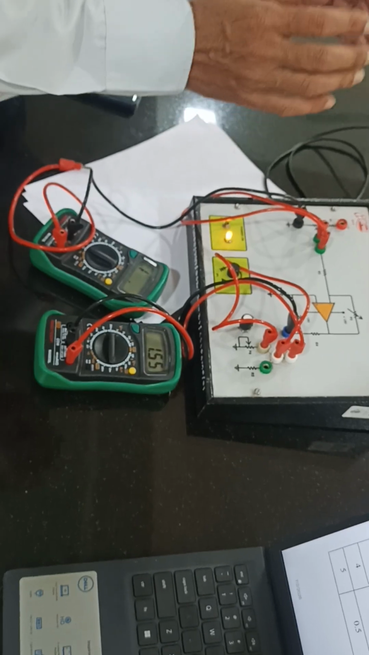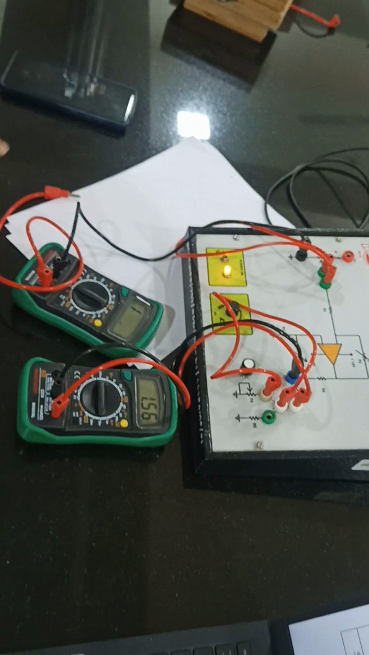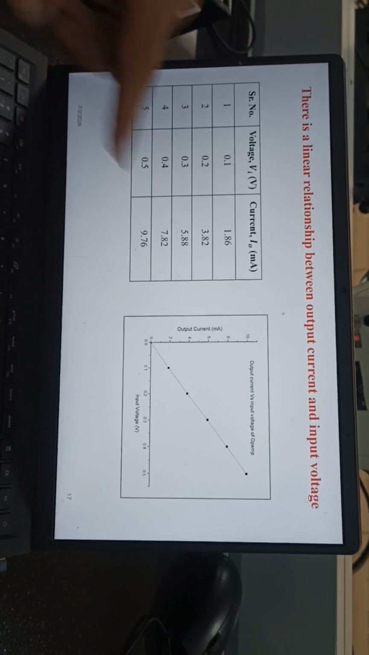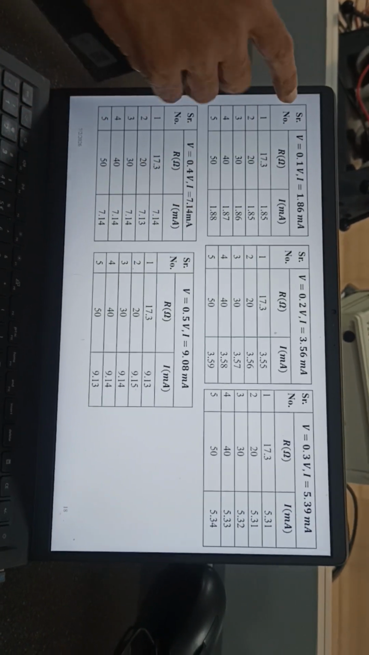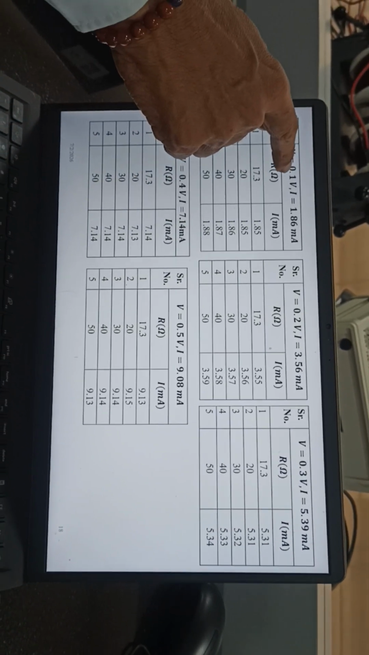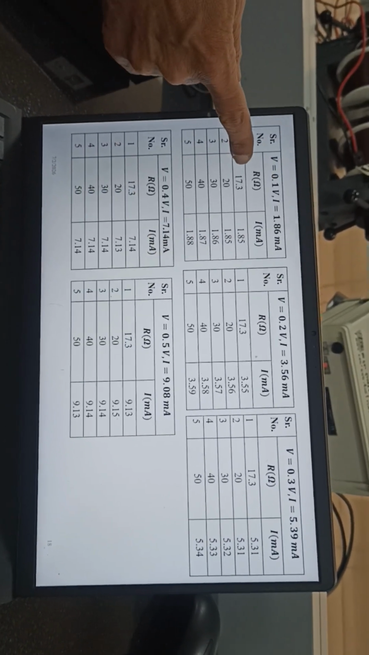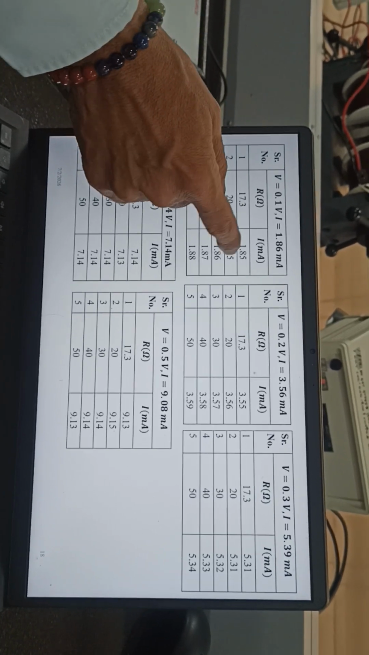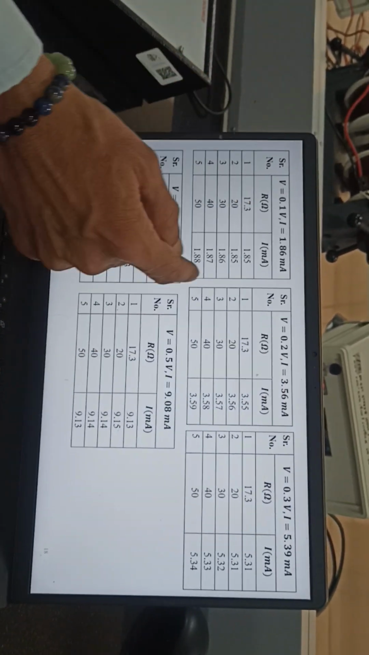So we have seen the dependence of current on output resistance, and we have seen that it remains constant. Similarly, you can do this experiment for the remaining currents like 3.82, 5.88, 7.82 and 9.76. So the readings are to be taken in this manner. Keep the voltage at 0.1 volts. The corresponding current is say 1.86 milliampere. Then vary the load from 10 ohm or 20 ohm to 50 ohm, and each time measure the output current. You will see that the current is remaining constant for different currents.